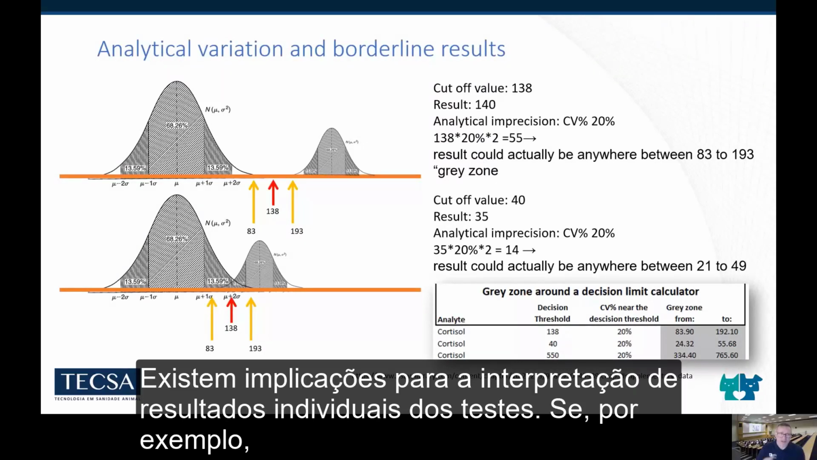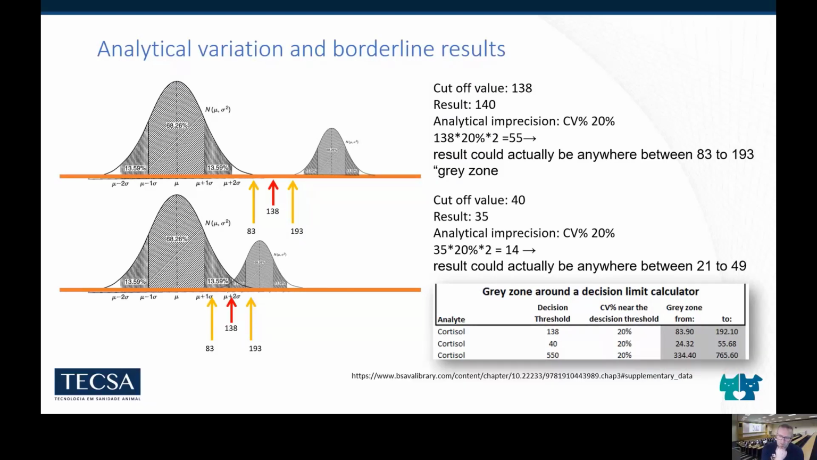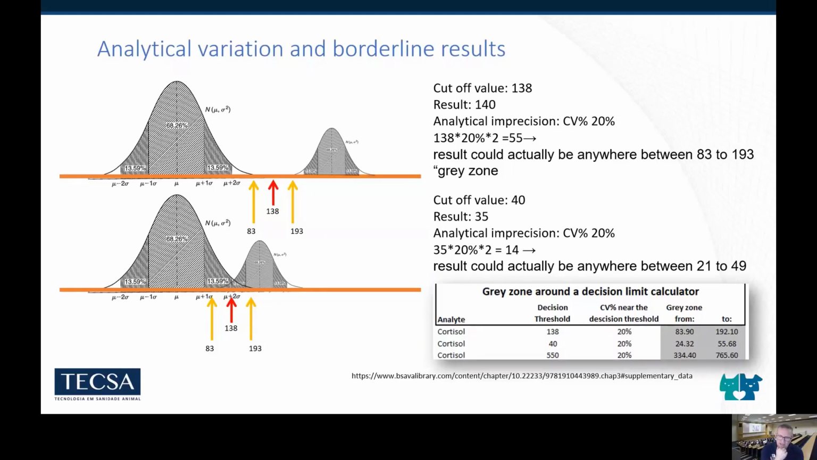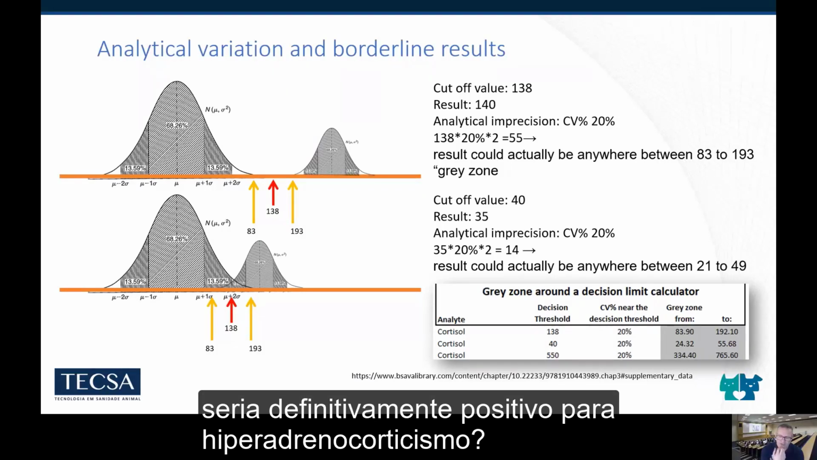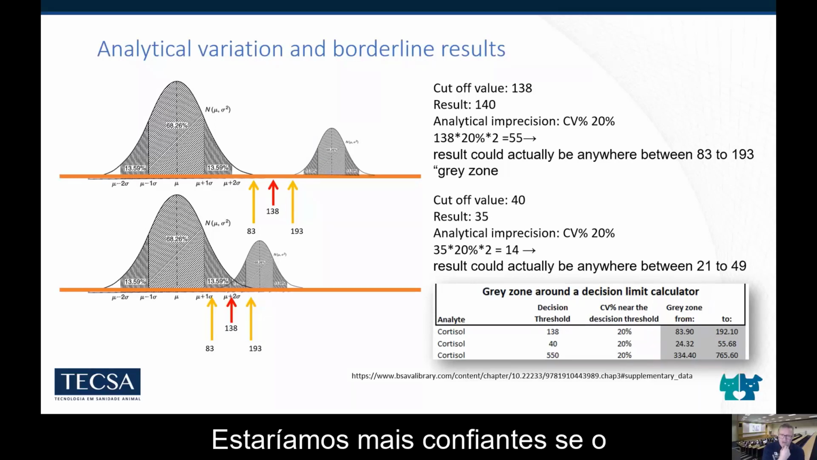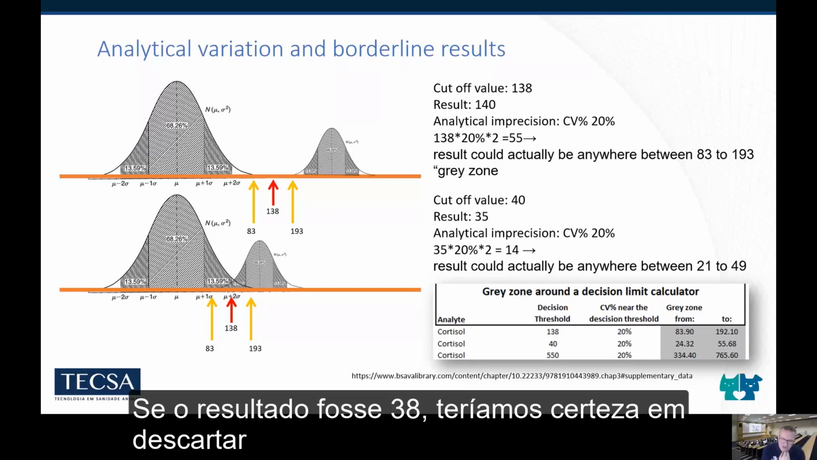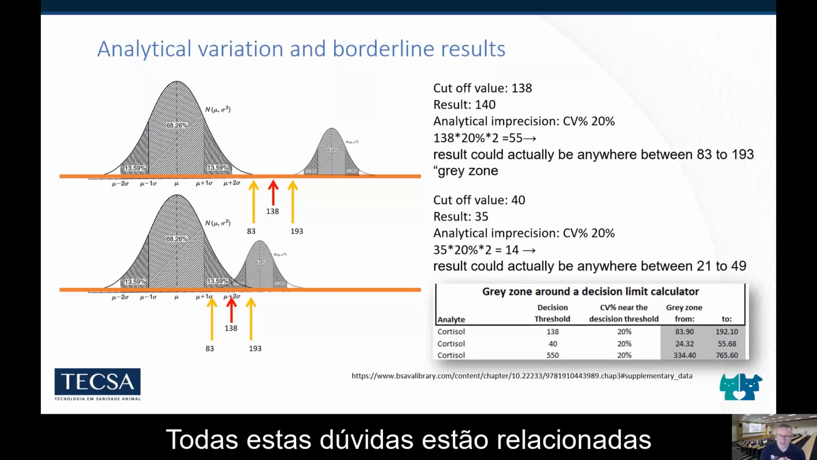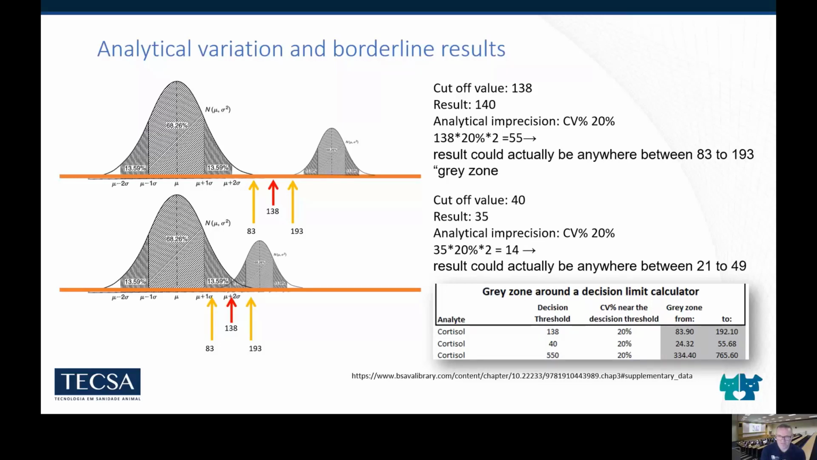There's also an implication for how we interpret an individual test result. So if, for example, our low-dose dexamethasone suppression test cutoff value is 40, and we got a result for our patient of 42, does that mean it definitely has hyperadrenocorticism, or it's definitely a positive test result? Are we more confident if it's 50? Are we more confident if it's 60? If it had a result of 38, would we be happy to rule out hyperadrenocorticism? All of these questions relate to imprecision in the assay.